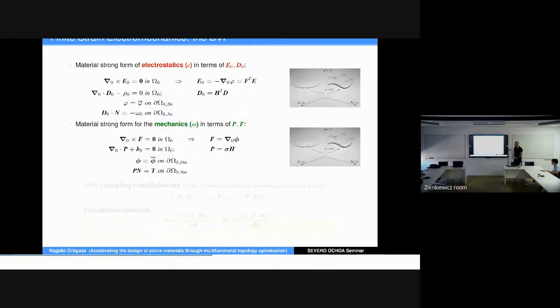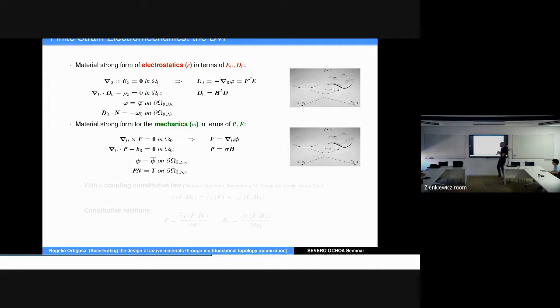Okay, but now I need to present the governing equations in nonlinear electromechanics. I'm going to discard magnetic effects and time-dependent effects, all right? In which case, the Maxwell equations are going to reduce to these two. This is the Ampere law, and this is the Gauss law. In the Ampere law, basically, we are asking that the rotational of the Lagrangian or material electric field E0 is 0. And that can be satisfied by introducing a scalar potential phi, which is what we usually call the voltage or the scalar potential, right?